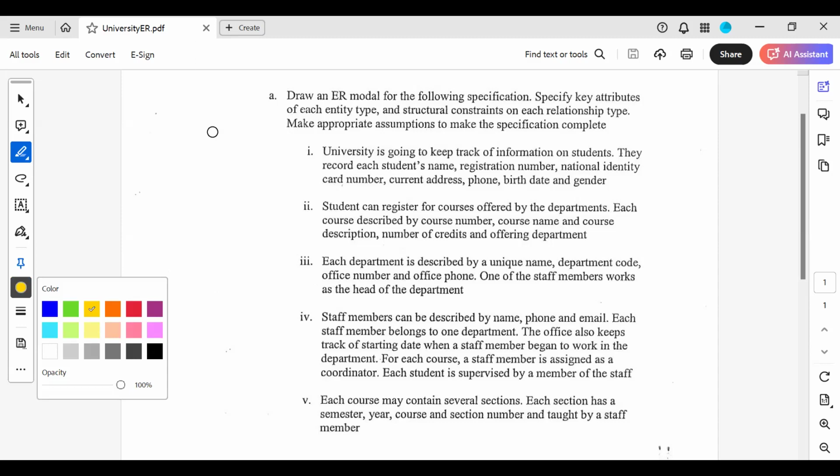Okay. Can you help me? Given the description, can you tell me what the entities or entity types are? You can answer in the chat.